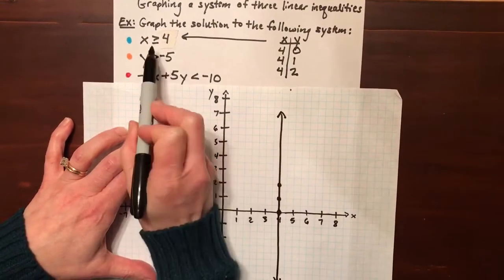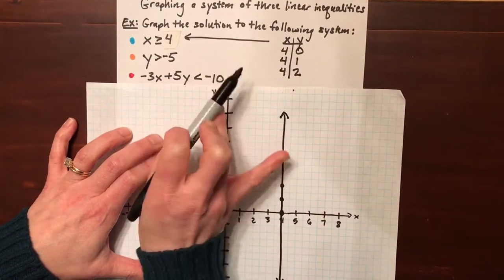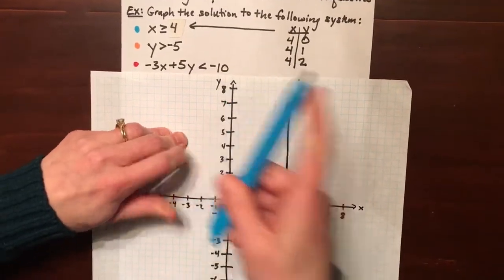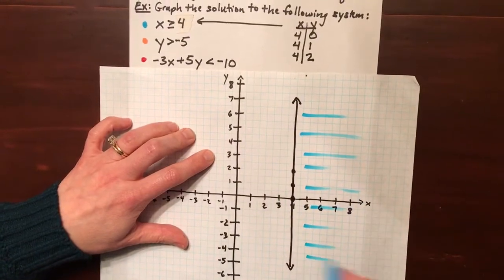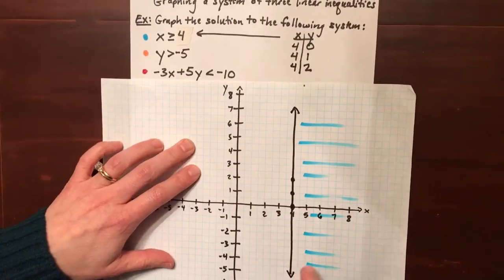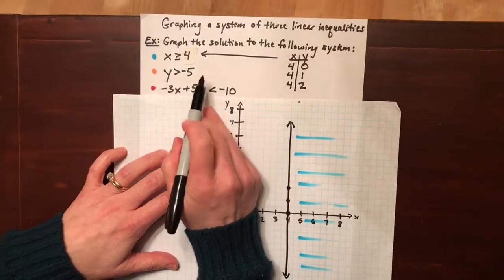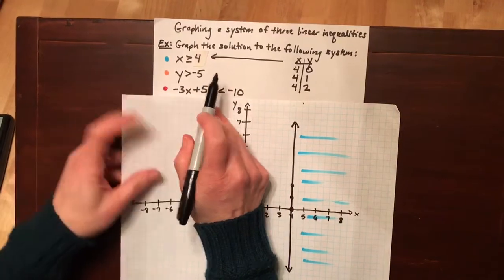And so since I want values that are greater than that, I'm going to go to the right, and so I'm going to use the blue to shade those values. So it's values on this side of that line of x equals 4. That would be x is greater than or equal to 4. So let's do the same thing for y is greater than -5.